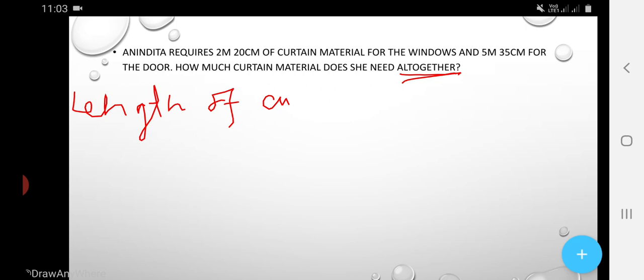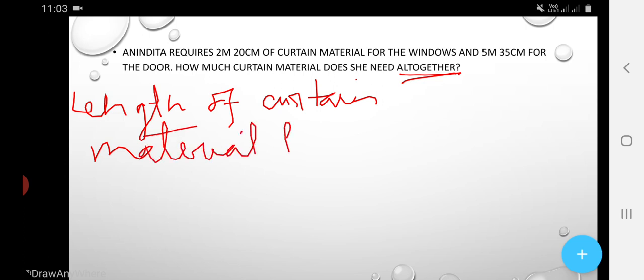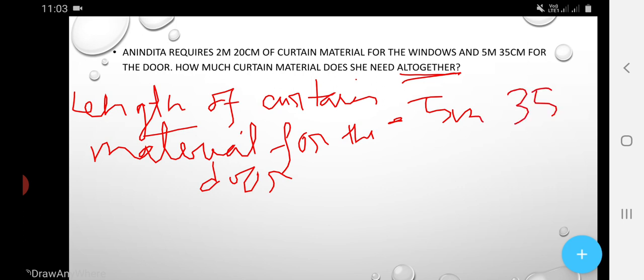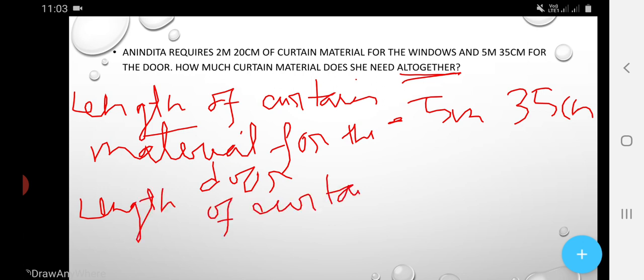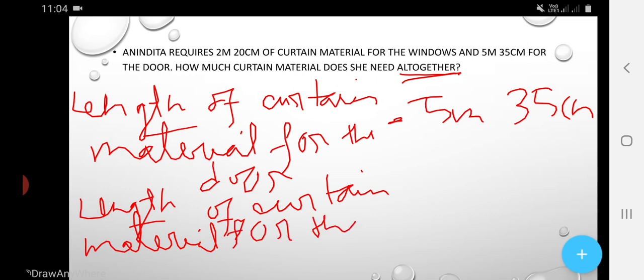First, length of curtain material for the door is 5 meter and 35 centimeter. I arrange them in columns. Then I have to perform addition. Next, length of curtain material for the window is 2 meter 20 centimeter. Now I have to add these two.